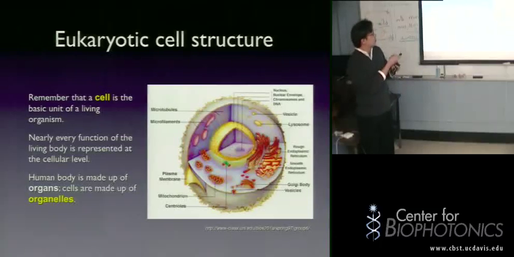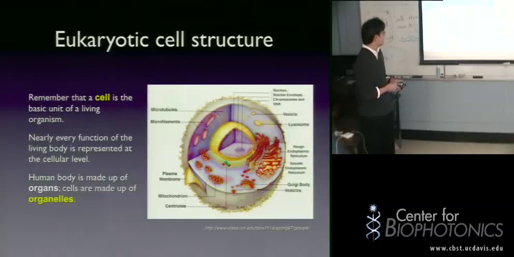So I won't dwell too long on this, but basically to review eukaryotic cell structure. All right. Just remember that a cell is a basic unit of a living organism. Nearly every function that's in the living body can be represented at the cellular level. All right. Cells need to breathe just like we need to breathe. They need energy and nutrition just like we do. They're involved in communication. I'm going to be talking a lot about this, both inside and out of the cell as well as within the cell itself.